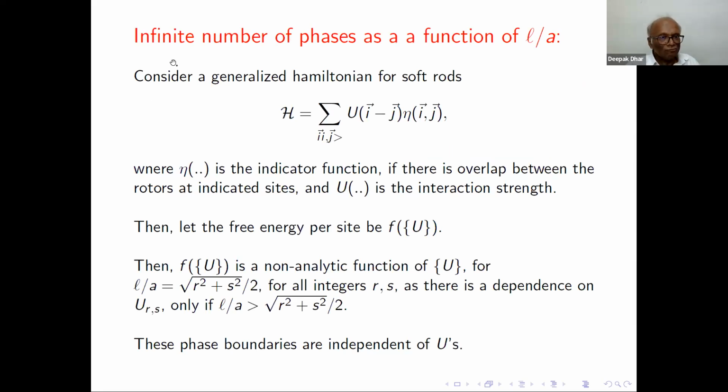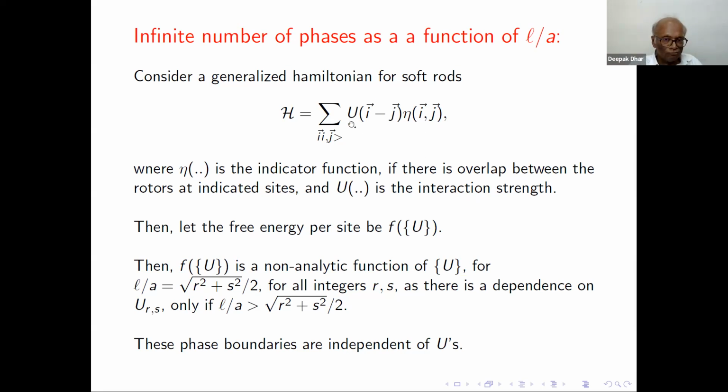Okay, but anyway, let us go to this next point, which was the infinite number of phases as a function of L by A. So this problem has an infinite number of phases. And to argue this, what we have to do is generalize the Hamiltonian to the soft rods Hamiltonian, where there are rods which can overlap, but if they overlap, then there is an energy cost you have to pay, which depends on the distance between the rods and the degree of overlap. So there is a function u of i minus j times theta. And u is some function of distance, which gives you the interaction.